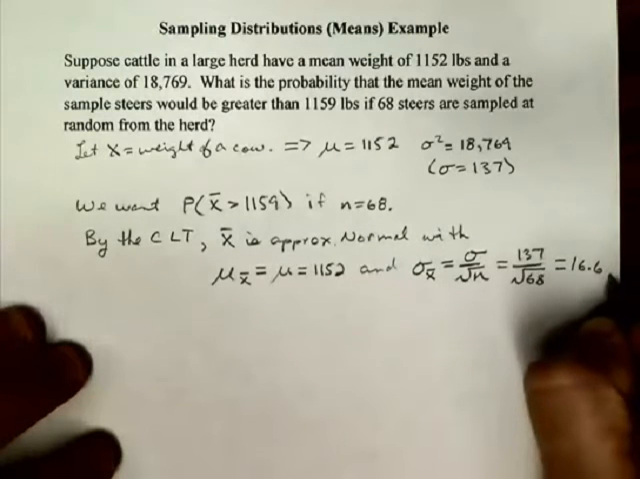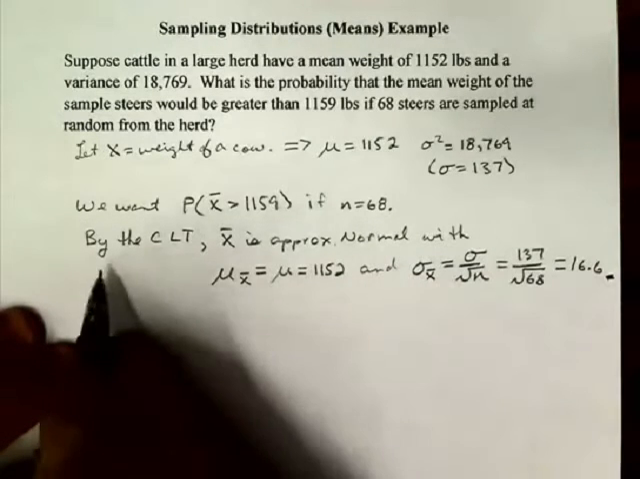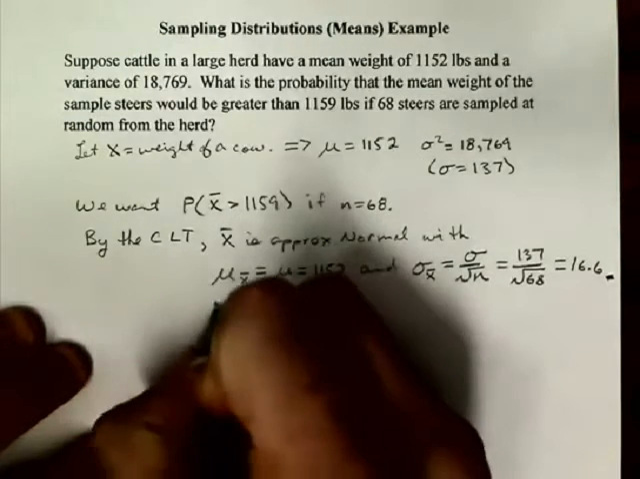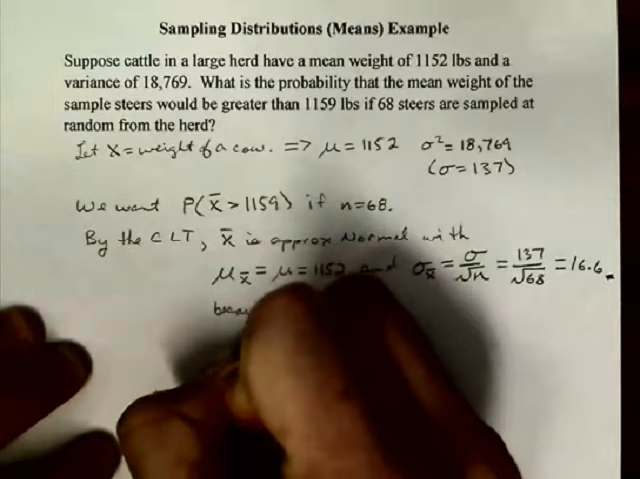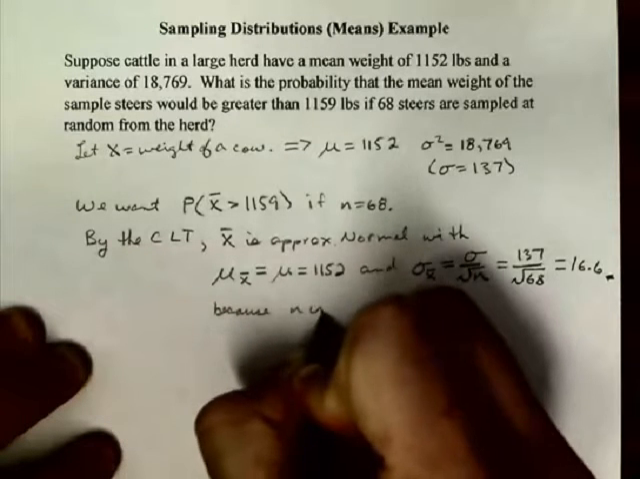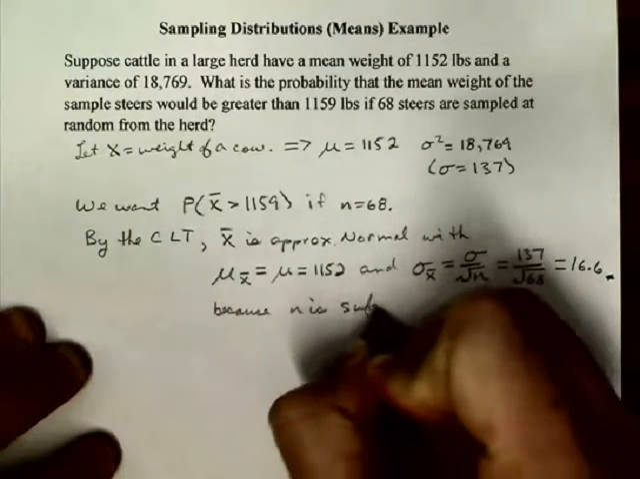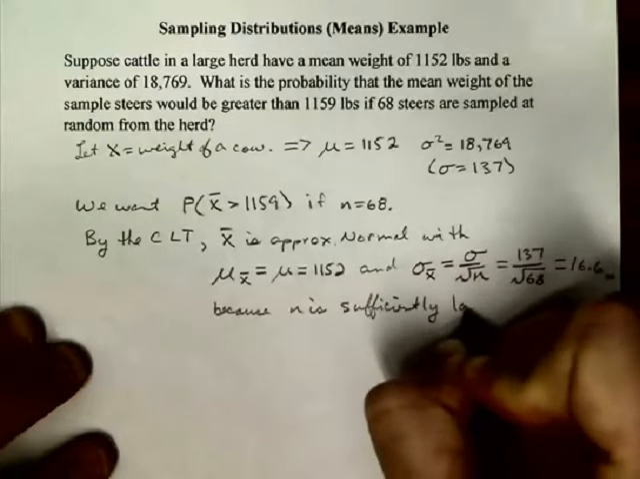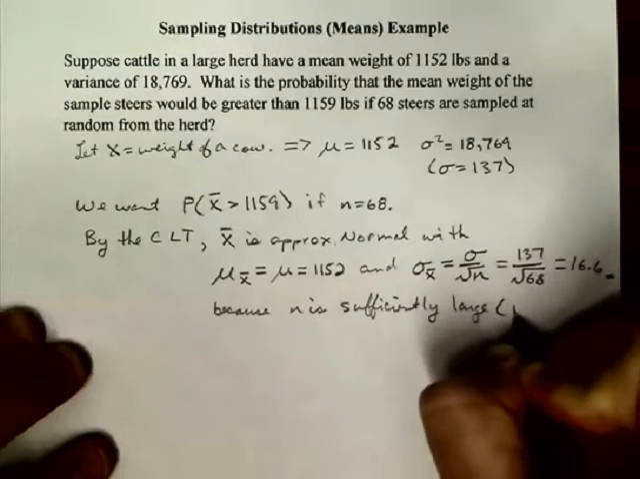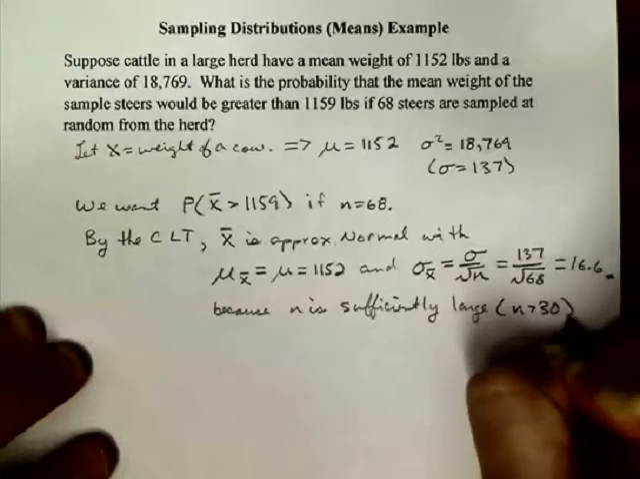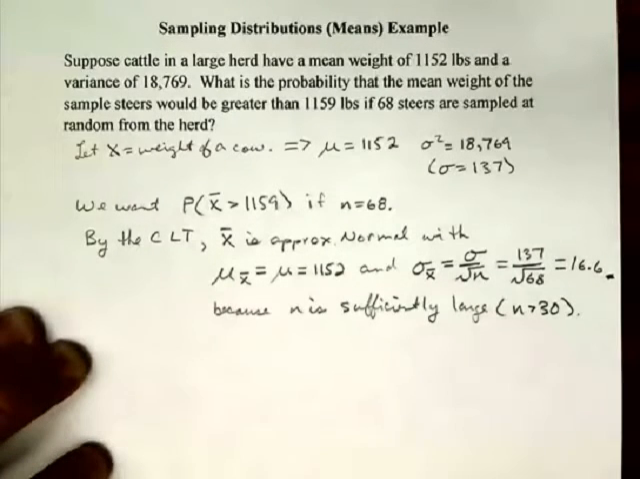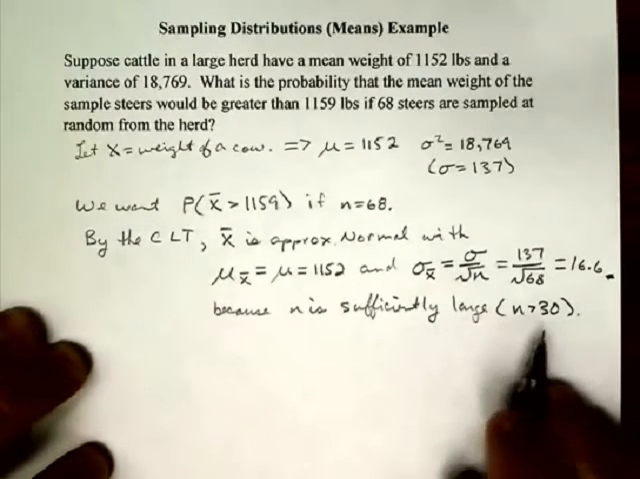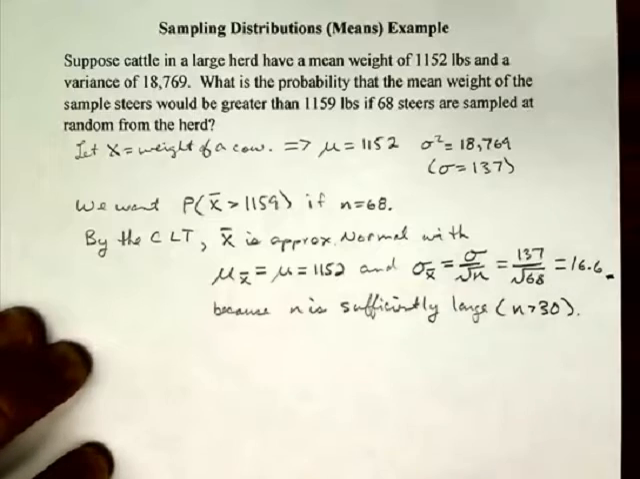Now I should go on to say here, let me complete this statement. By the central limit theorem, this is true because n is sufficiently large for us. It's greater than 30, right? n is 68. And so we're saying sufficiently large is greater than 30. That works out in this problem.